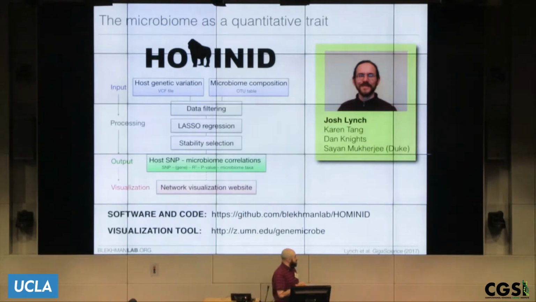Since we published this project in 2015, there's more and more interest in using the microbiome as a quantitative trait and using an approach sort of like a GWAS to identify SNPs in the host genome that are correlated with the microbiome. To address that, we developed a new method we called hominid that uses lasso regression to identify host SNPs that are correlated with the microbiome, and then uses stability selection to identify, for each SNP correlated with the microbiome, the specific taxa within the microbiome that seem to be driving the correlation. And this was the work of Josh Lynch, who was a former grad student in my lab.